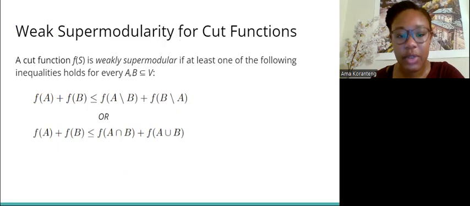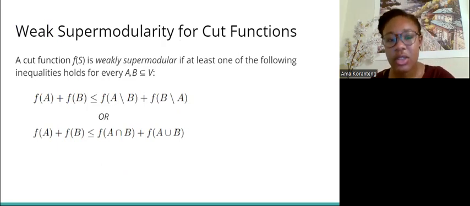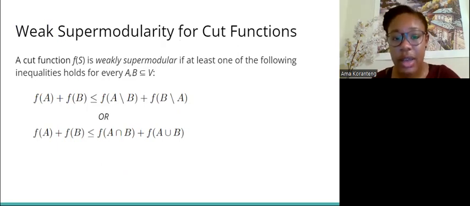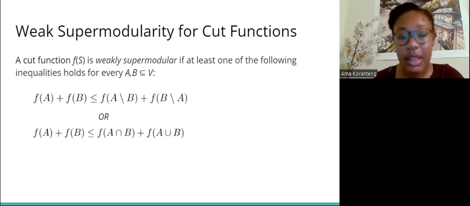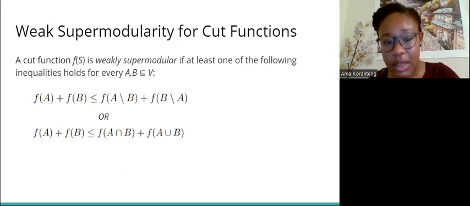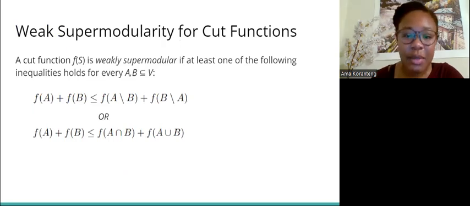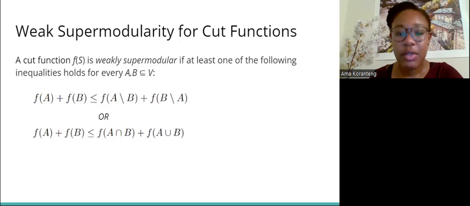And now we define this property of vertex cut functions called weak supermodularity. So a cut function is considered weakly supermodular if one of the following inequalities holds for all vertex subsets A and B. Either f(A) plus f(B) is at most f(A minus B) plus f(B minus A), or f(A) plus f(B) is at most f(A intersect B) plus f(A union B).